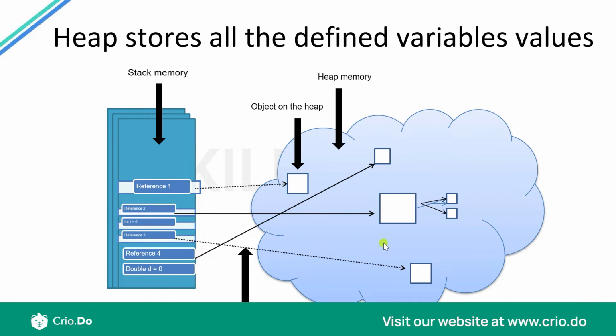What about the heap memory? Heap memory is going to store all the defined variable values. So you have this particular stack memory and you have all these references to the objects. But where are those objects stored? For example, I created a student class. I created an object of the student class known as S1. Where is this S1 stored? That S1 is actually stored on the heap. This is the heap memory, and these are all the objects in the heap, and these are the references to those objects. So we have the object in the heap, but the references are in the stack memory.